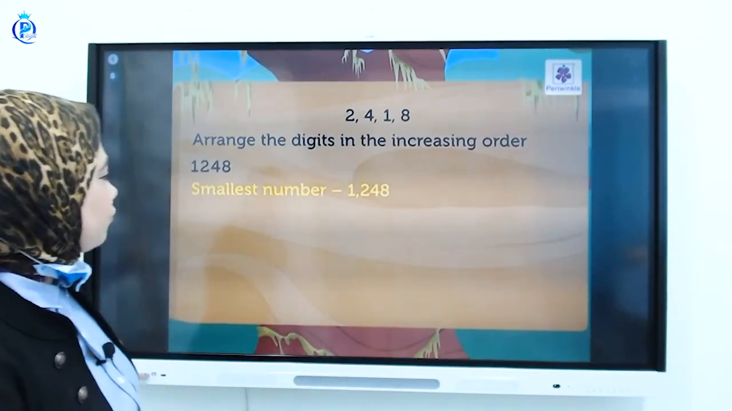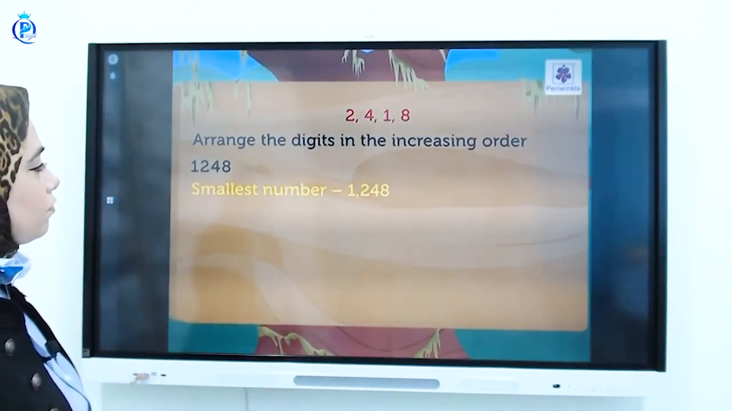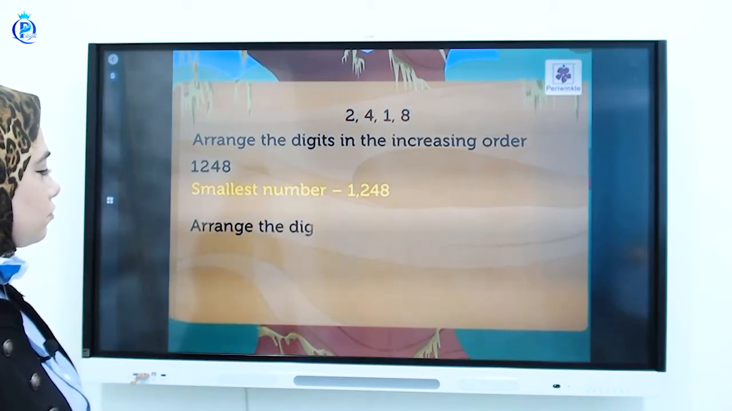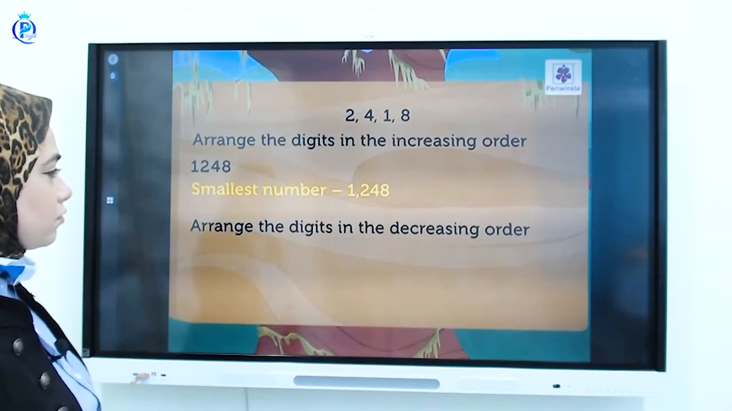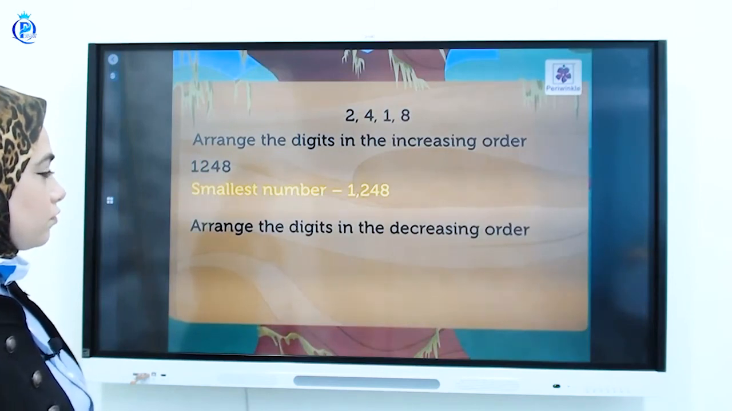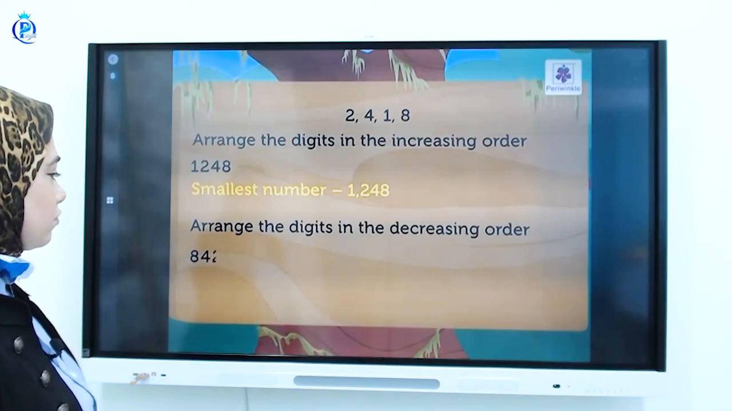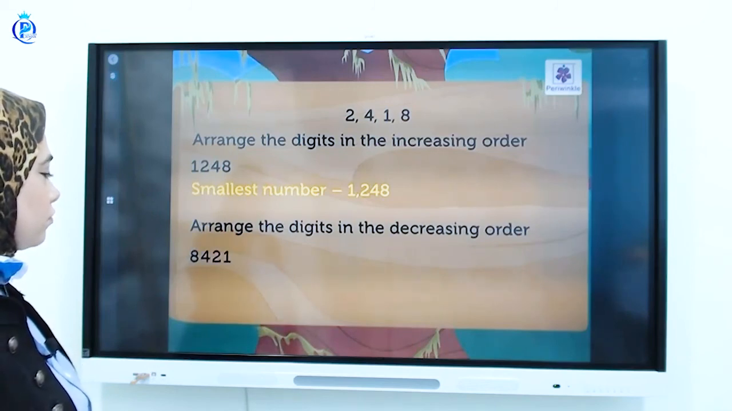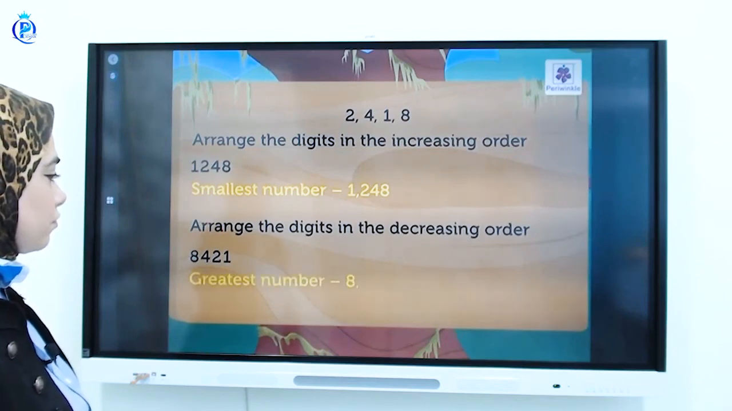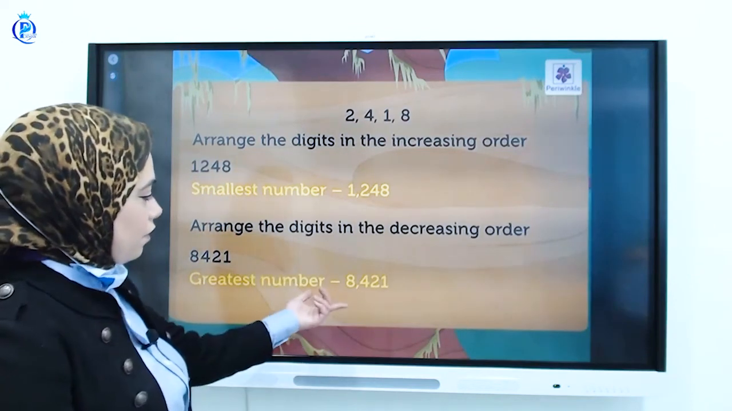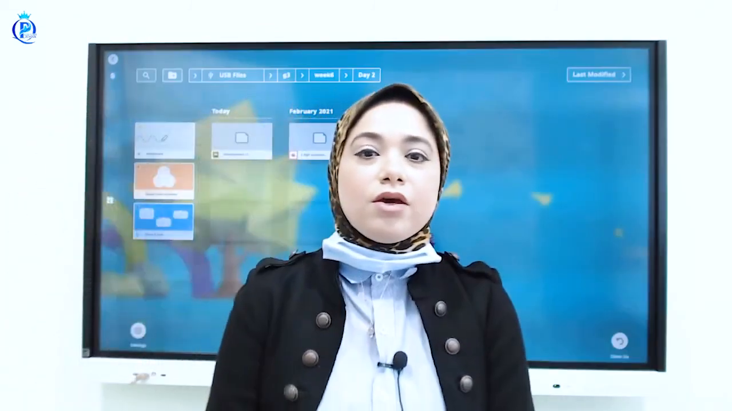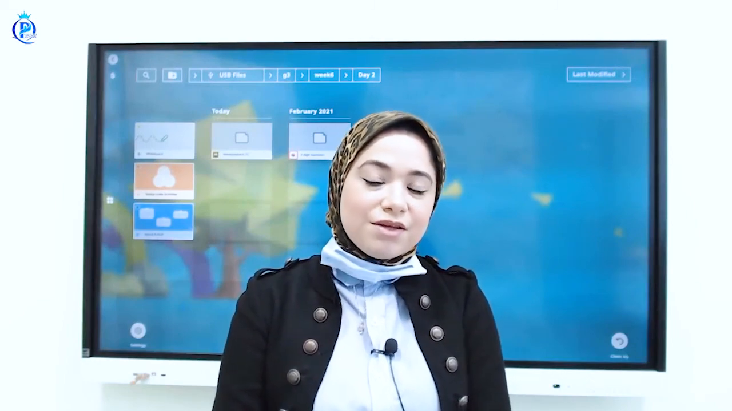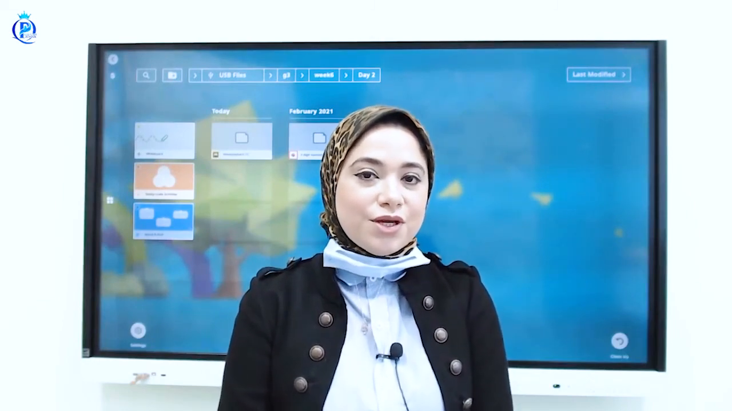Now, to form the greatest number using these digits, we arrange them in the decreasing order. So, here we arrange the digits as 8, 4, 2, 1. Thus, we get the greatest number as 8,421. Okay. Hope you enjoy our lesson for today. Do you enjoy it? I'm sure you enjoy it. Okay. Bye.